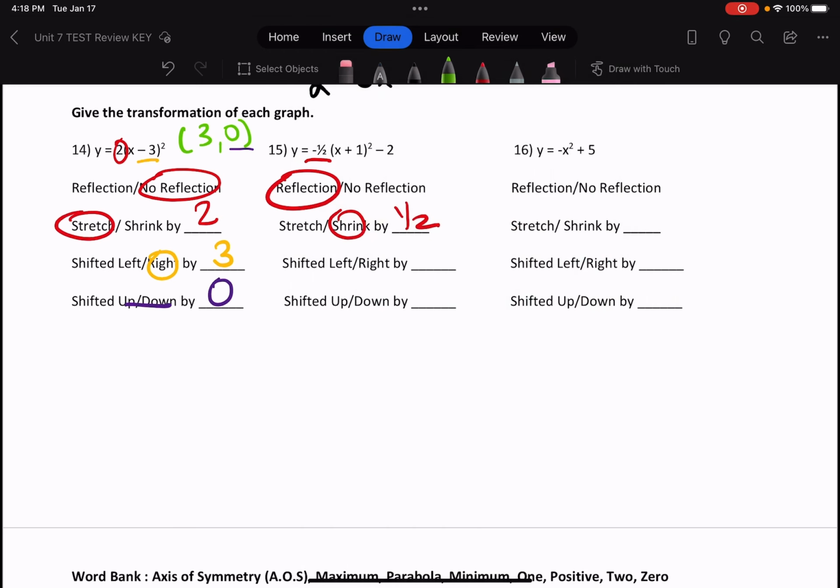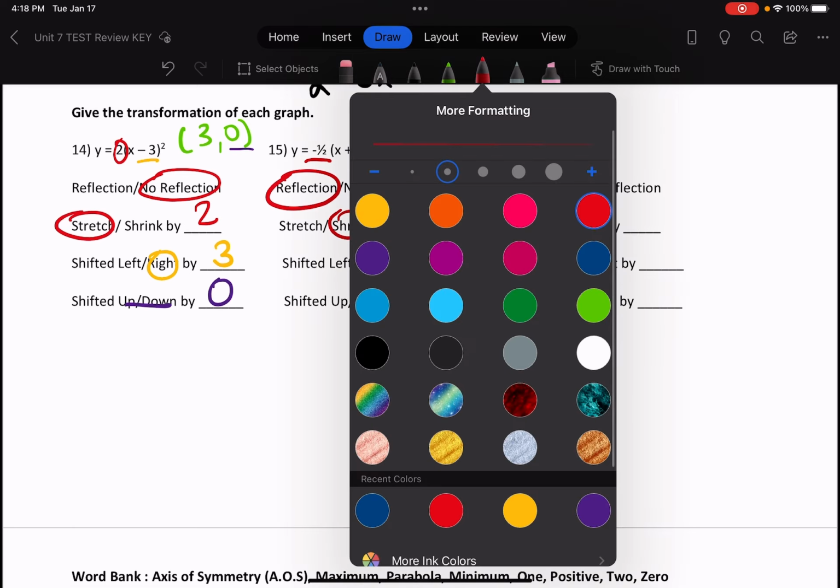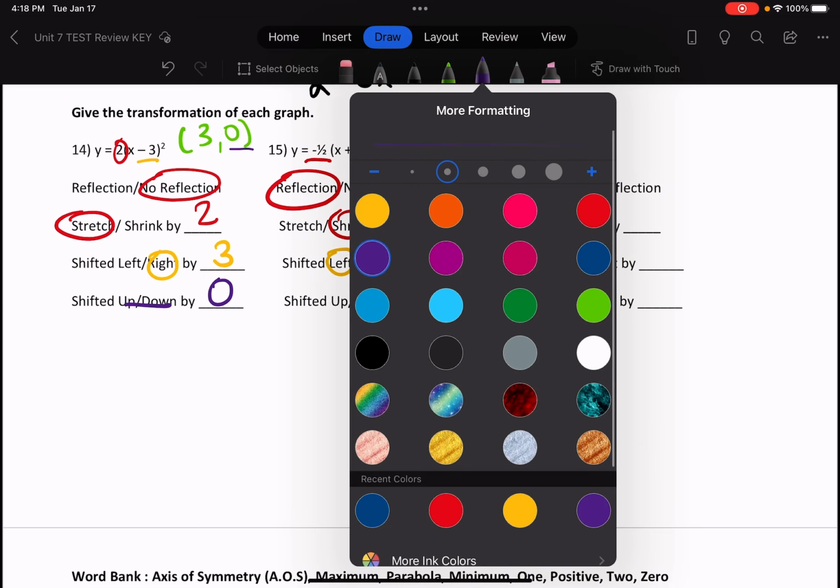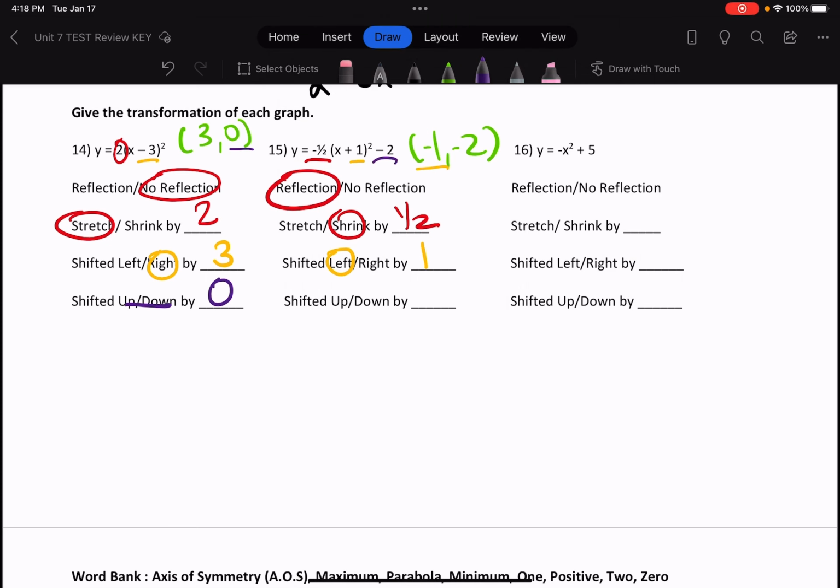We're then going to look at our vertex, which in this case is (-1, -2). So our h value is that -1. And notice that is also plus 1 inside the parentheses, so we're going to go left by 1. That's our horizontal shift. Then looking at the vertical shift, I've got -2, so I'm going to go down by 2.